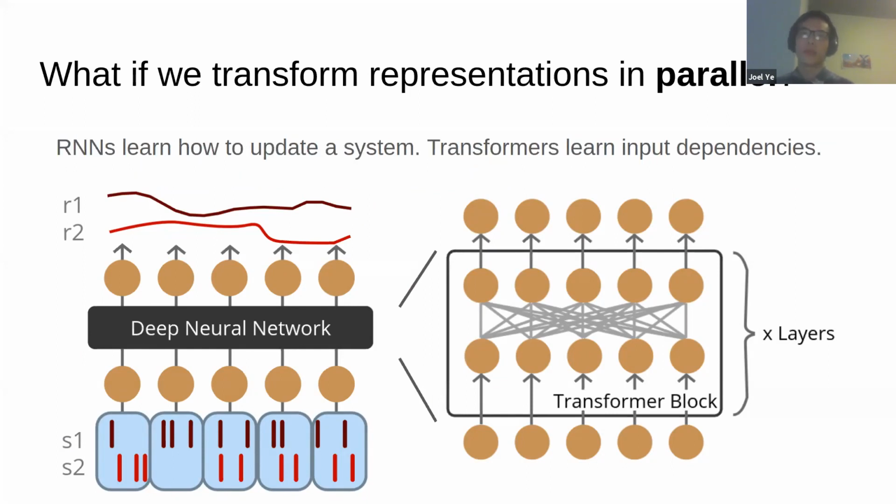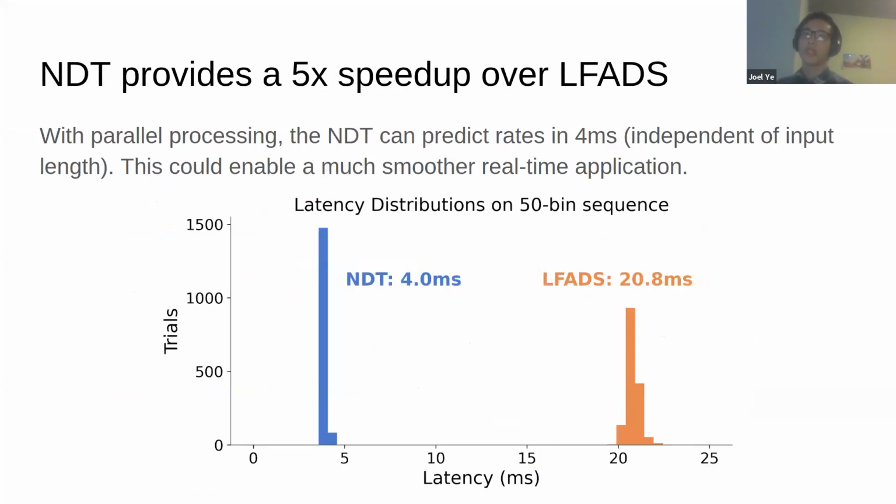So in contrast with a recurrent neural network, which is learning how to update a system that corresponds to our neural population activity, the transformer is an entirely statistical approach, which just learns the different input dependencies between different firing rate, spiking activity inputs. And because we have parallel processing now, this neural data transformer can predict rates in 4 milliseconds. And this is independent of our input bin length.